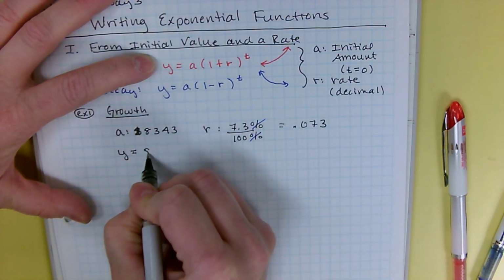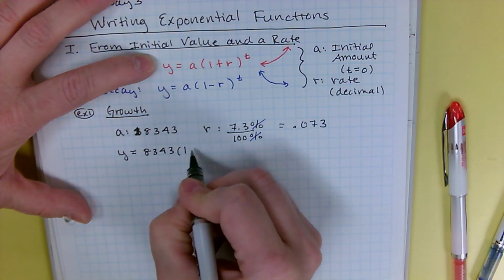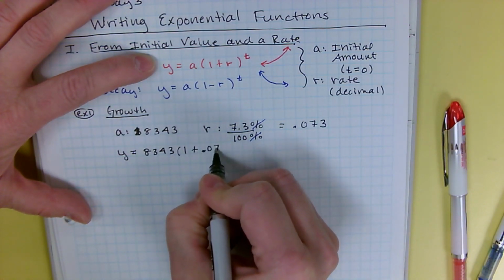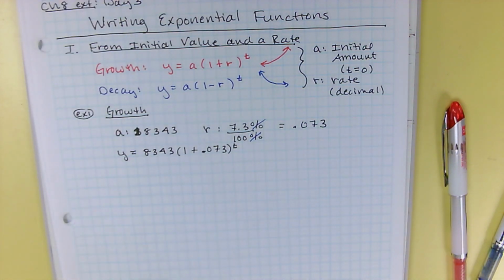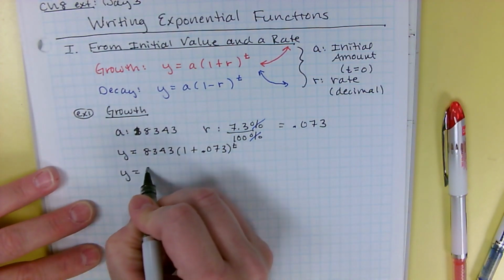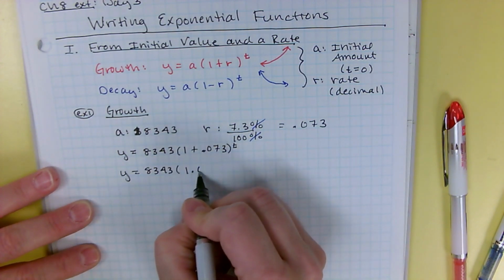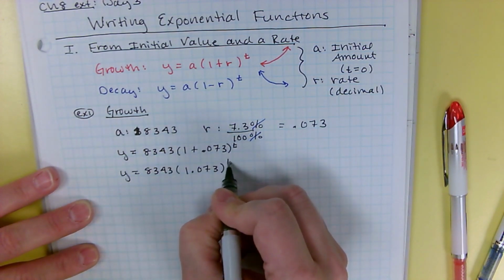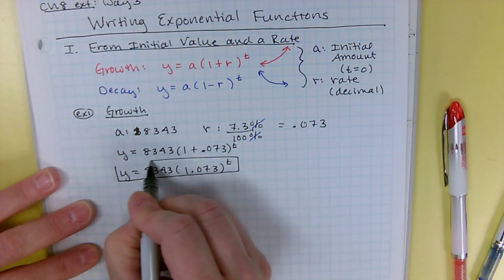So here we go. y equals $8,343 times 1 plus 0.073 to the power of t. You always add the 1 and the rate together to get your final form. So in parentheses, it's going to be 1.073 to the power of t. And that is your equation.